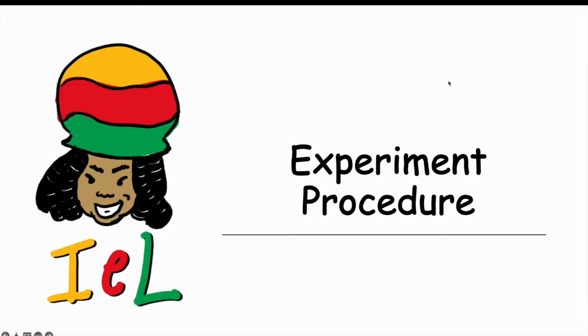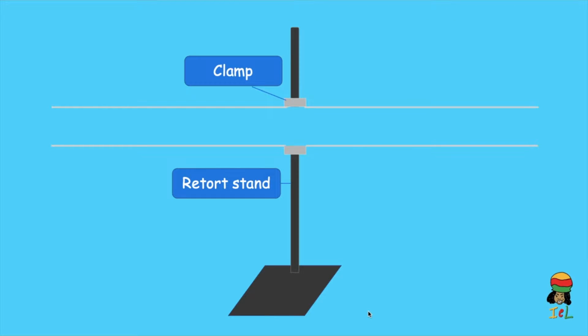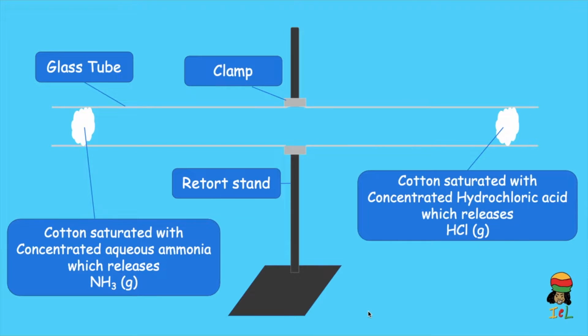We begin with the experiment procedure. So we have a retort stand, and we see the labels coming up there. And the retort stand is fitted with a suitable clamp which holds a glass tube of 50 centimeters long. And we have 2 cotton balls, one saturated with concentrated aqueous ammonia and the other saturated with concentrated hydrochloric acid. And these are simultaneously placed at opposite ends of the tube, and then the ends of the tube are stoppered with rubber bungs.